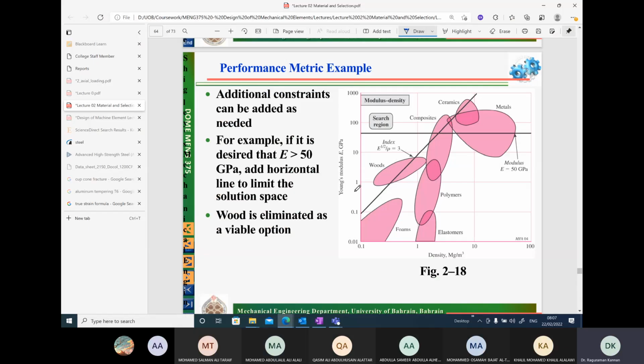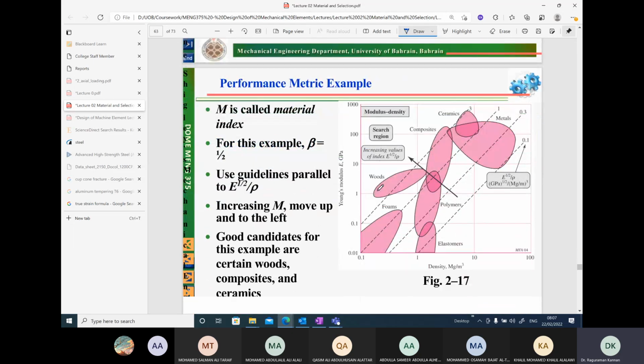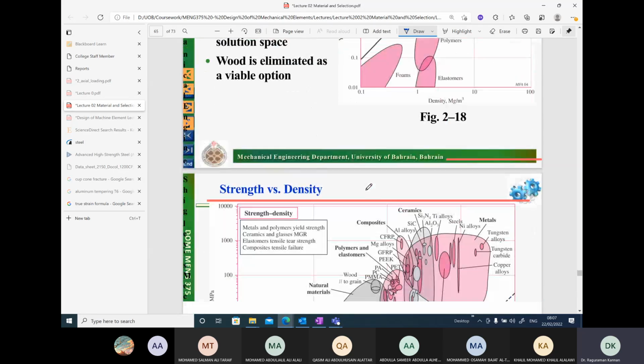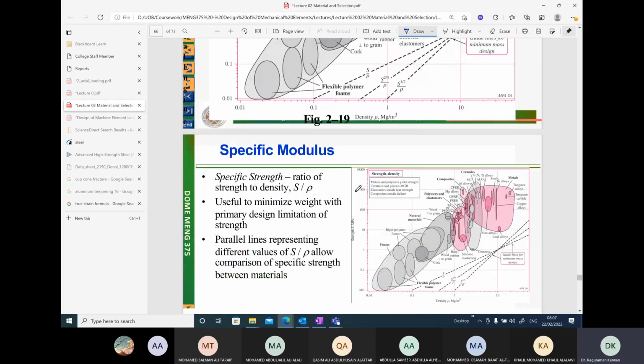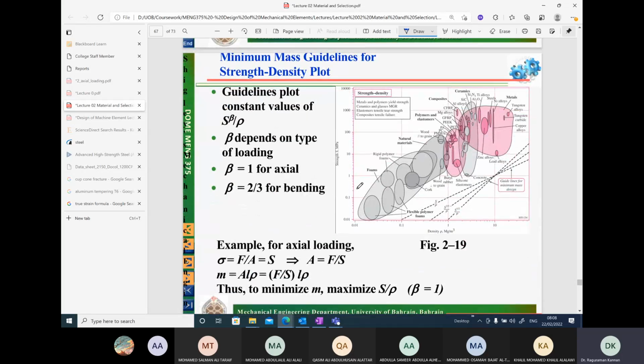All right. So the slides here just show how to make the selection. There is an explanation, we already went through that. So I'm going to skip all these slides and go to more examples for deriving the material indices.